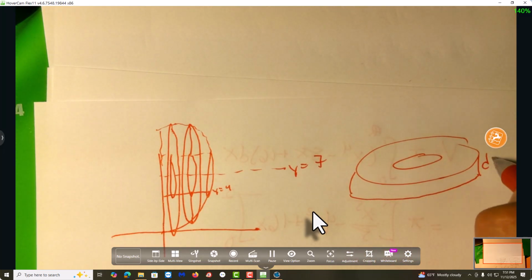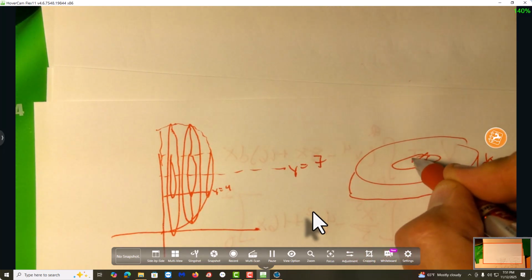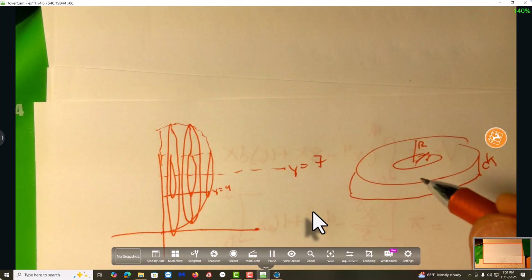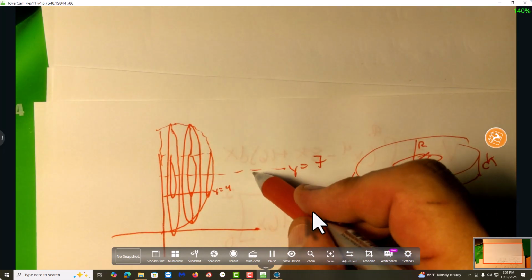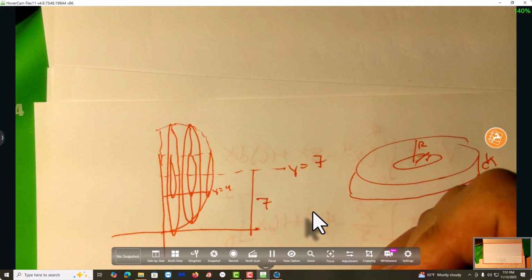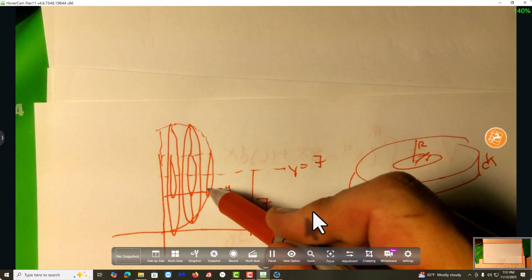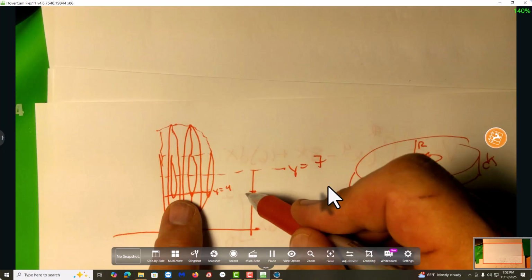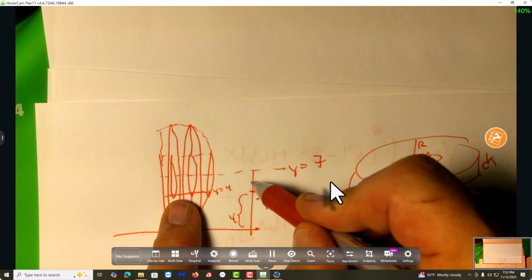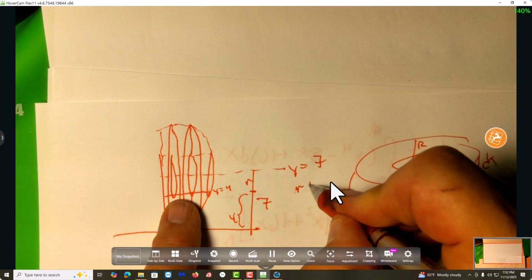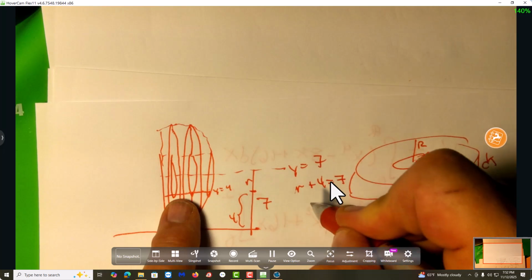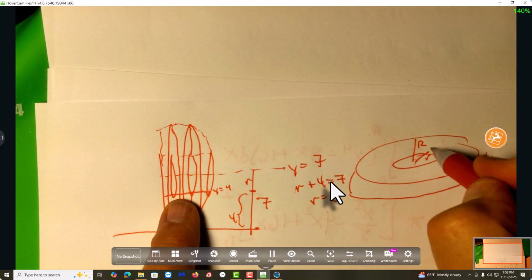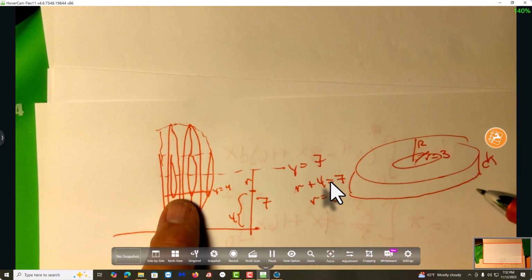We're still integrating in x. We have two radii: a big radius and a little radius. Notice this distance is always 7. Now, we'll do the little radius first. This distance is always 4, so that's the little radius. Little radius plus 4 is 7, therefore the little radius is 3. That wasn't so bad, now was it?